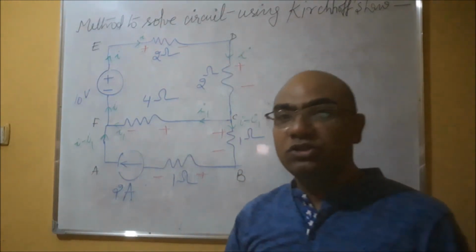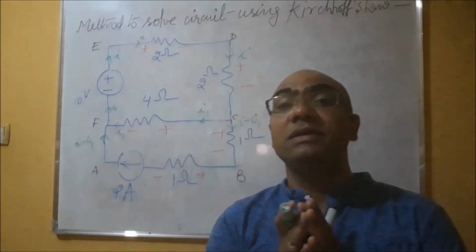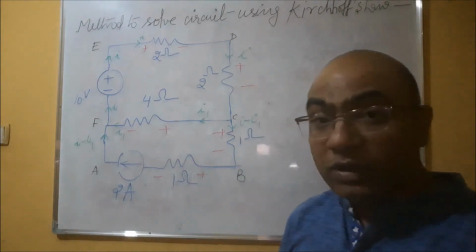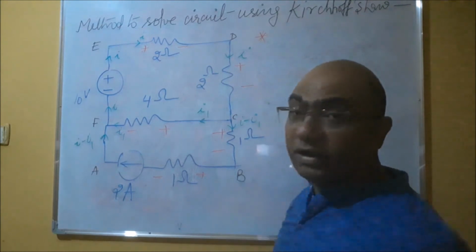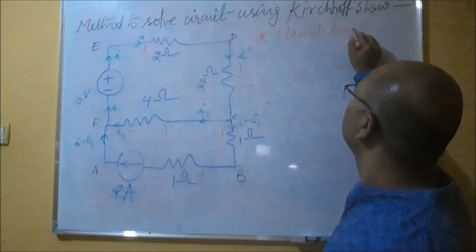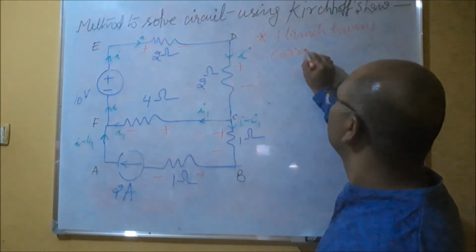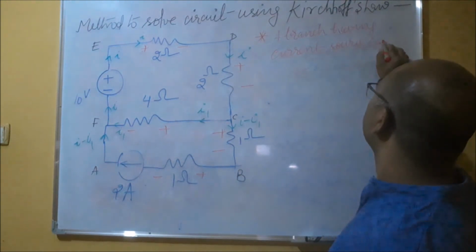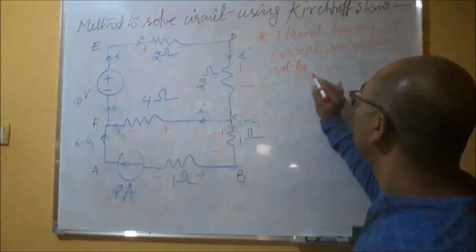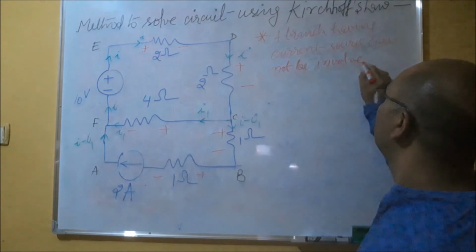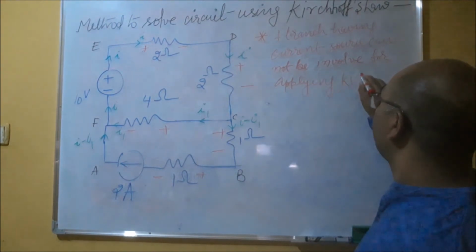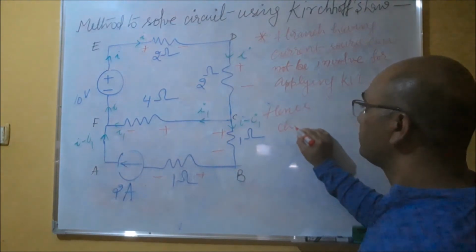Now the next point is to choose a closed path and apply KVL. Now there is a difference between the previous question and this question. You can note it in your mind that a branch having a current source cannot be involved for applying KVL. Hence, choose a closed path without a branch of current source.